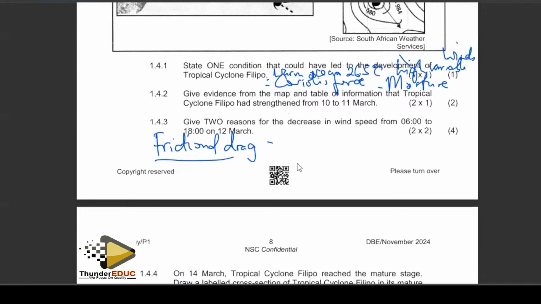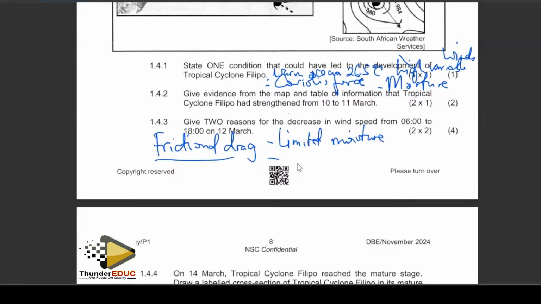And also, we can talk of limited moisture. Remember, we've been talking of moisture being fed into the system and strengthening the system. Now there's no more moisture over land. There's limited moisture over the land, which will mean that the system cannot further gain in strength because of the absence of moisture.